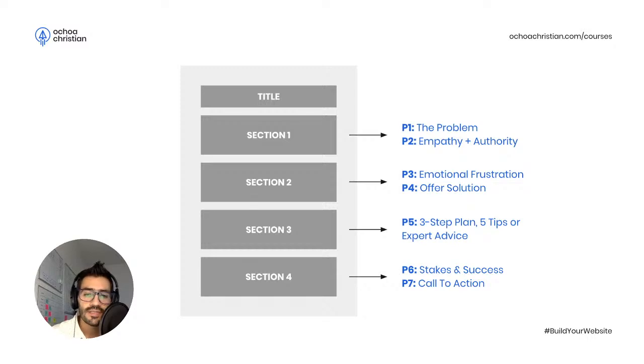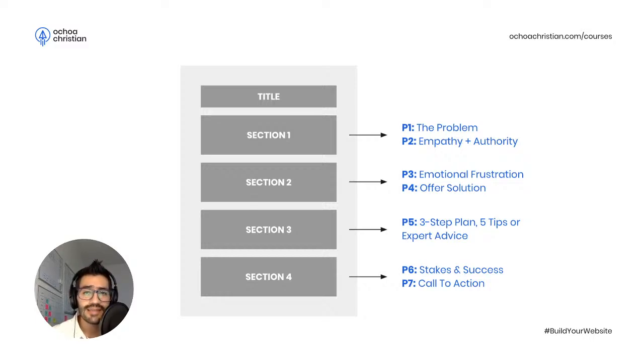And on paragraphs 6 and 7, you're going to talk, in number 6, about the stakes and success. You're going to have to tell them, if they don't do business with you, they are going to keep feeling that frustration, and the problem is going to get worse. You have to say it in words that they can understand. That if they don't do business with you, they will keep the same problem. They won't find a solution, or there's something that they're going to lose if they don't do business with you.